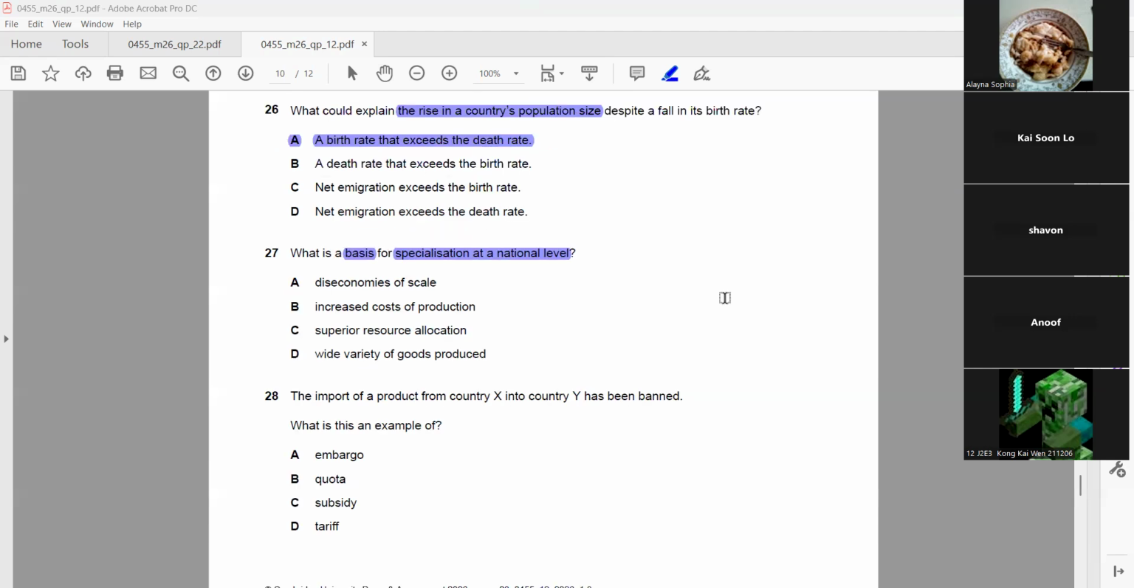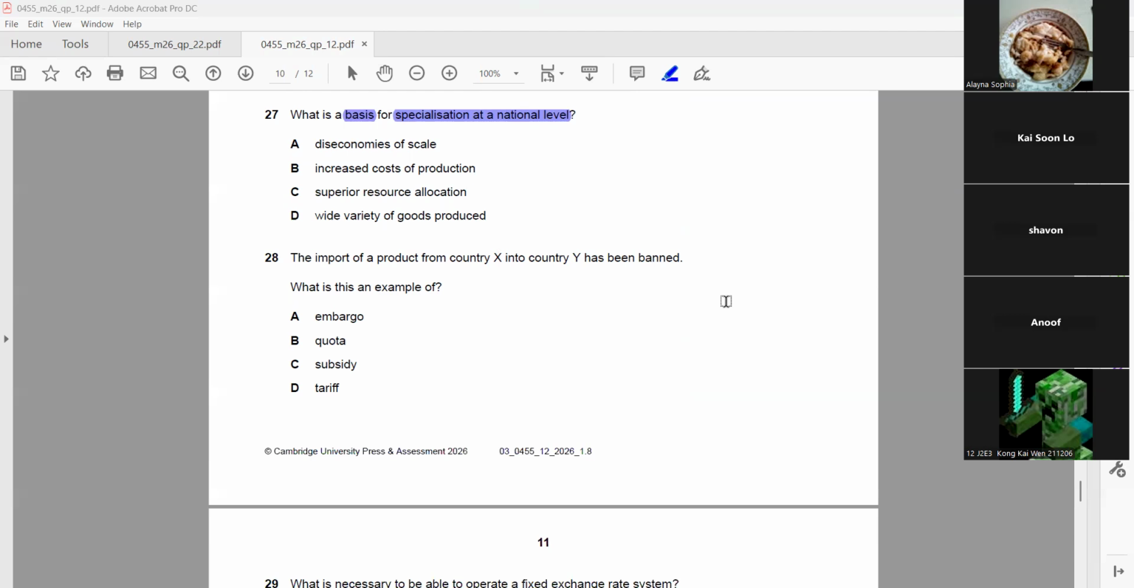26. 26 is A. Siobhan? Yeah, superior resource allocation. Okay, they are able to allocate their resources into the production they are efficient in, they are good at.